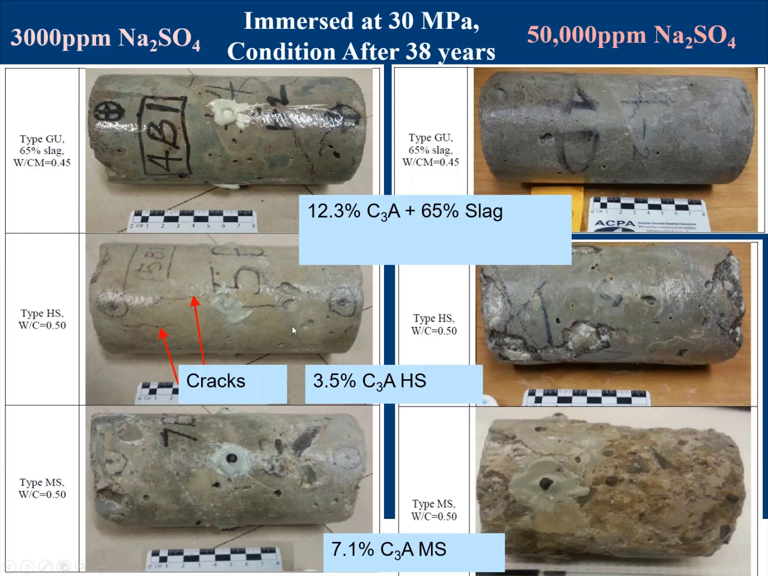This is a type 5 cement, and you can see there's cracking here and a lot of damage in the higher strength solution. This is a type 2 cement, 7% C3A, and again, it's showing more damage than the type 5 cement, but the slag cement with the high C3A type 1 cement is performing way better than both those after 38 years.